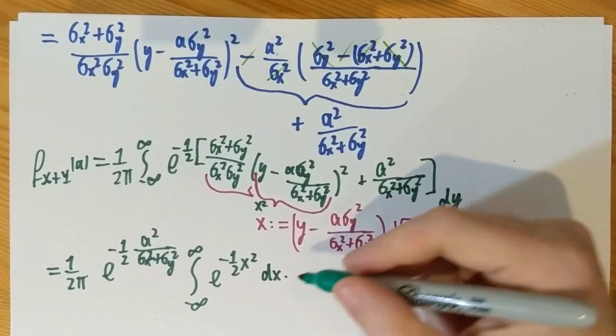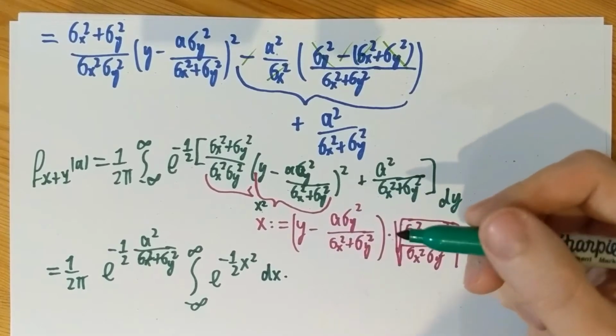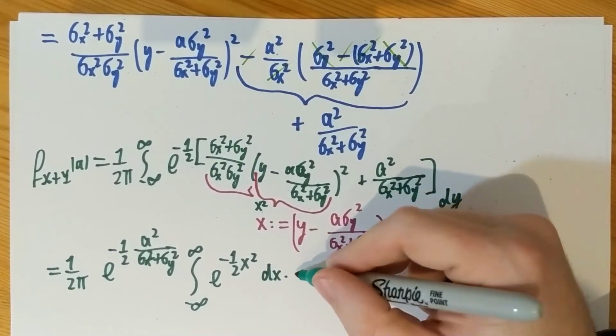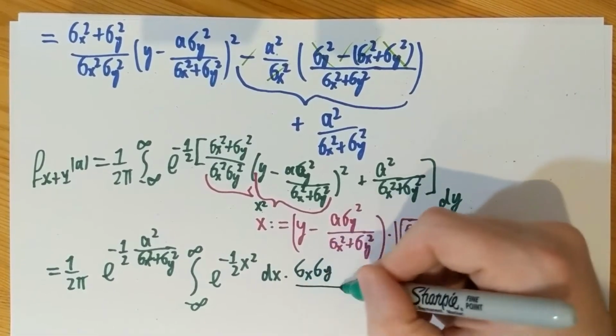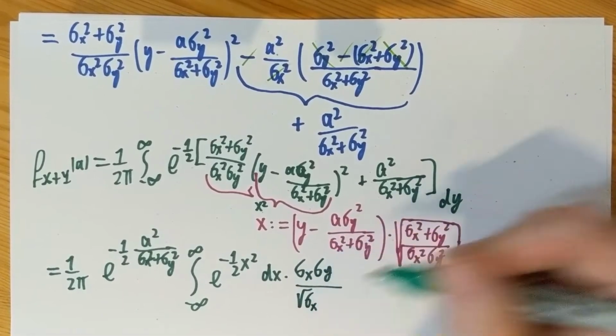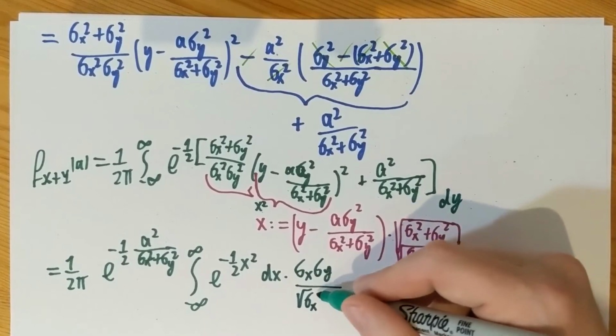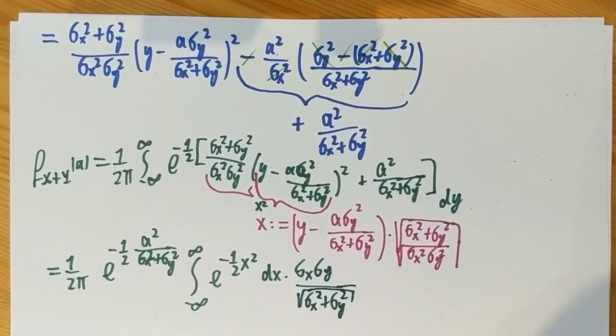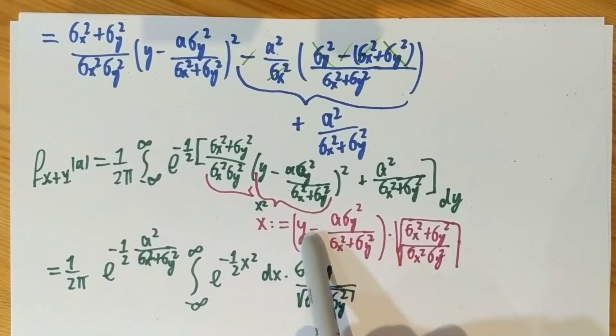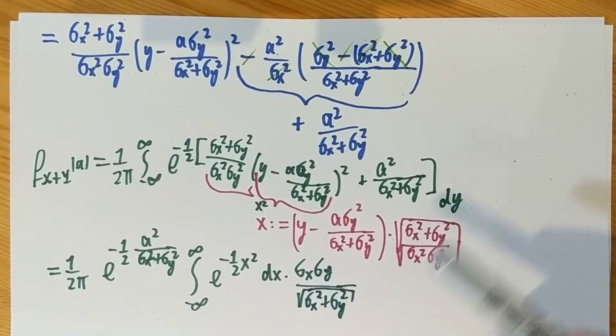So the reciprocal of this, which is going to be sigma x sigma y over the square root of sigma x square plus sigma y square. This is going to be my dy. Okay, so from here, dy is just dx times the reciprocal of all that.